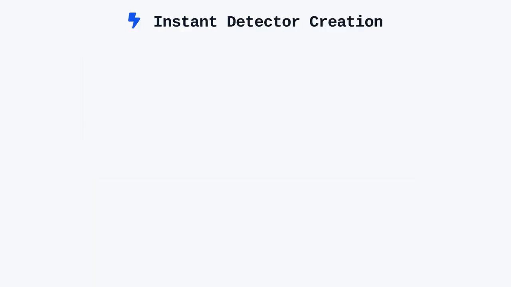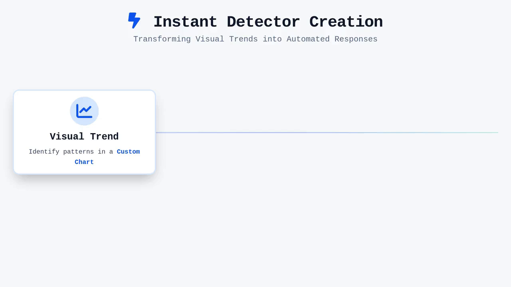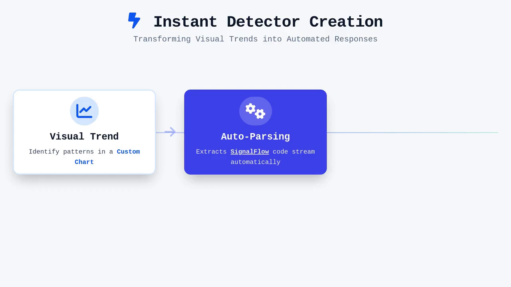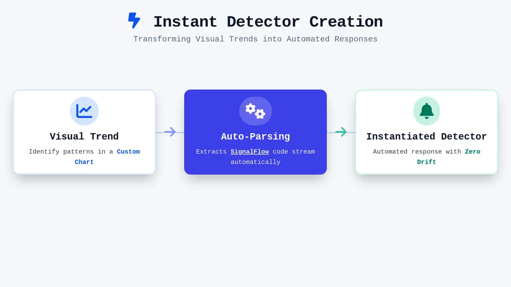When you identify a trend in a custom chart that warrants an automated response, you do not need to manually reconstruct the underlying logic in a separate interface. The Splunk Observability Cloud interface allows you to instantiate a detector directly from an existing chart cell. By selecting the option to create a detector from a chart, the system automatically parses the underlying SignalFlow code stream that drives that specific visualization.